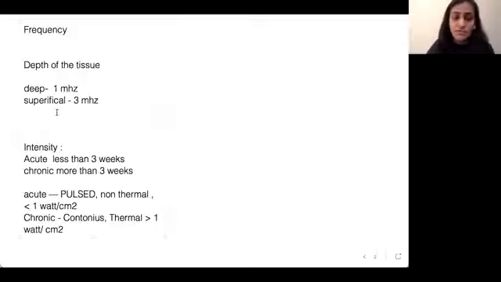We already spoke about it being a chronic condition. What else? What are the uses of thermal effects? What is the thermal effect going to do? Thermal effect is going to increase the heat of the tissue, correct?